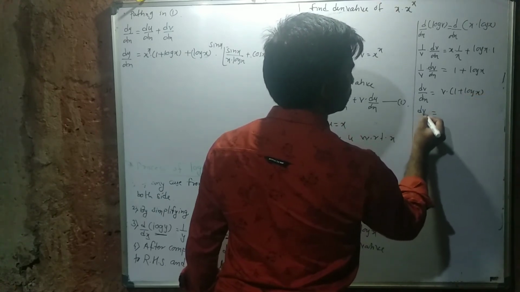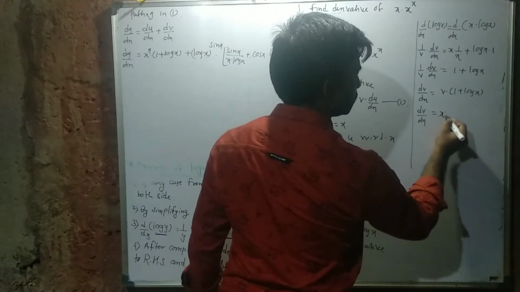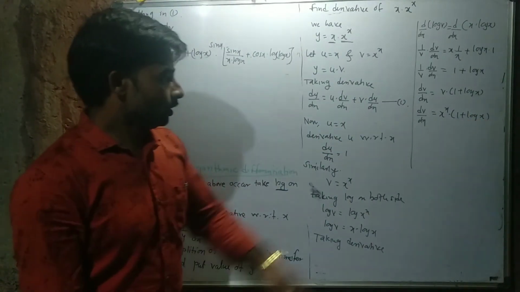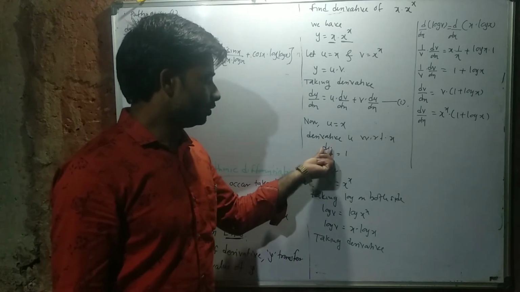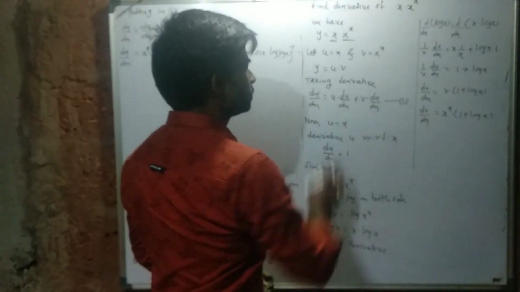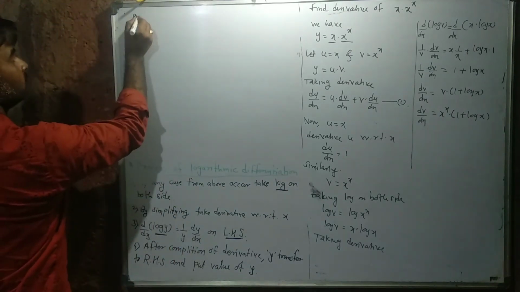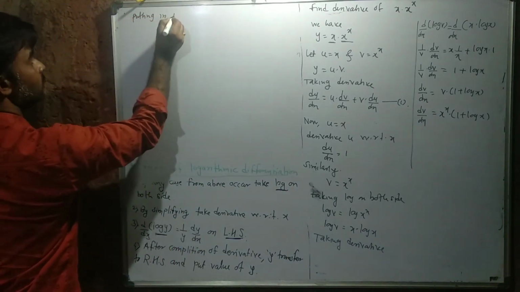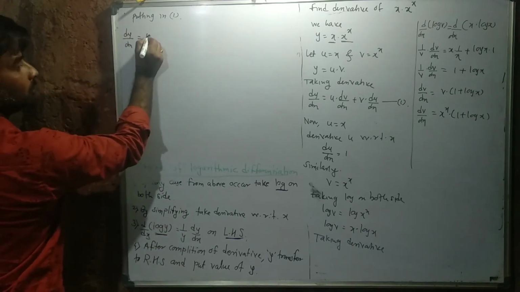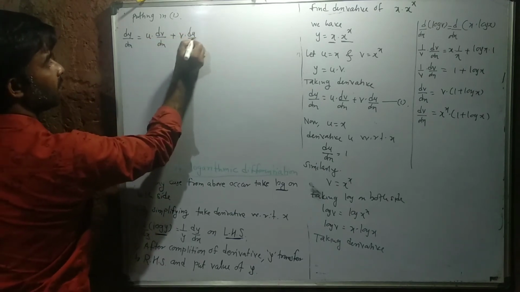Putting the value of v, you will get dv by dx is equal to v, having the value x raised to x. That means x raised to x into 1 plus log x. Now the derivative of u is du by dx is equal to 1, and dv by dx is equal to this one. Putting those values in equation 1, you will get dy by dx is equal to u into dv by dx plus v into du by dx.